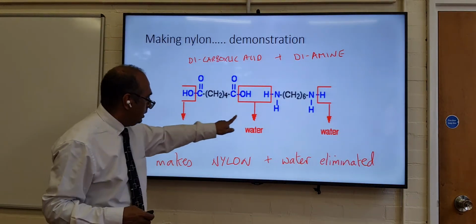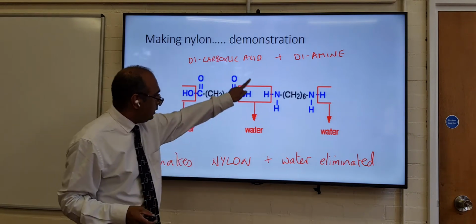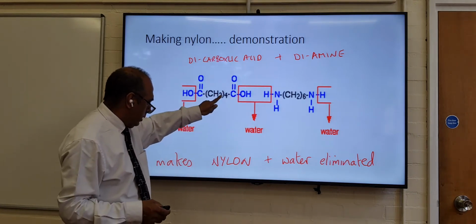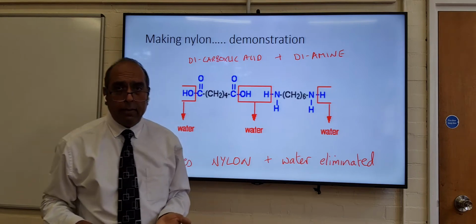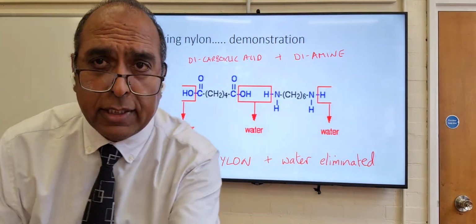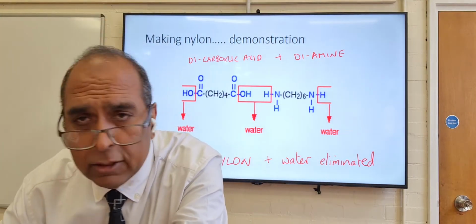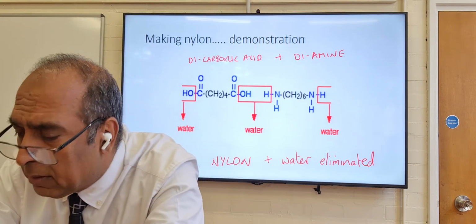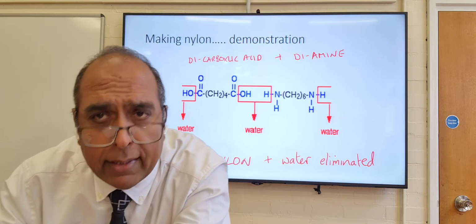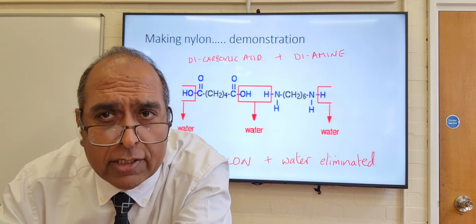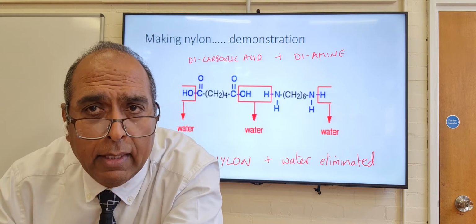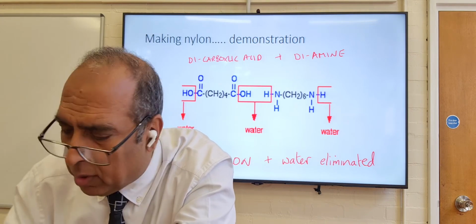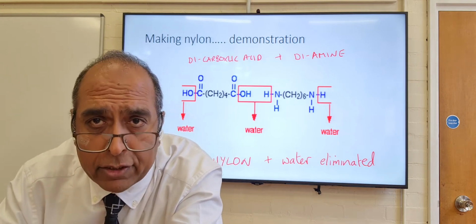And because that link is called a peptide link, I'm about to make nylon so you can see it. Because there's a peptide link, nylon is a type of polypeptide. It's the links that define the polymer when it comes to condensation polymerization.